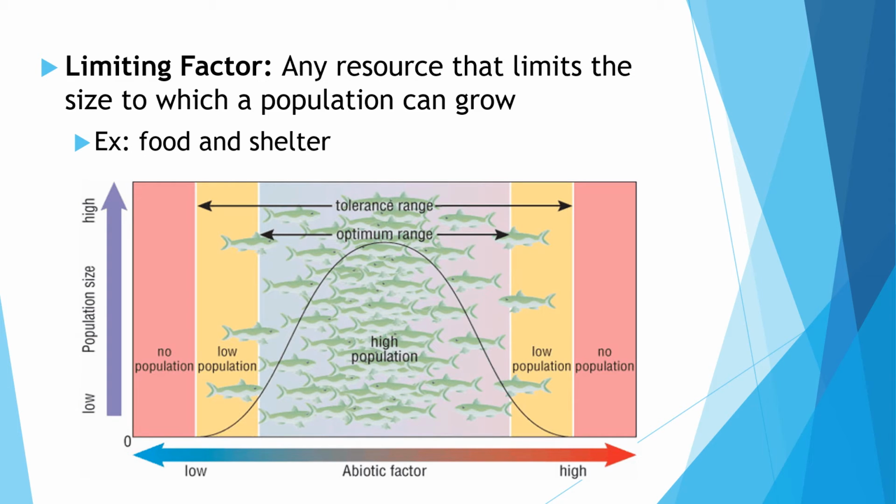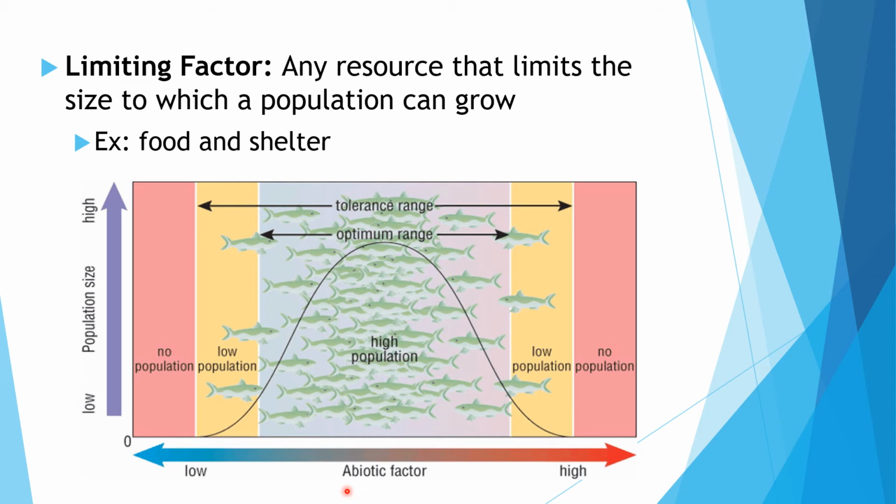Another one could be pollution. Okay, pollution could be an abiotic factor that limits a population from being able to grow. And then there could be biotic living factors. So things like predators could limit a population from growing. Disease can limit a population from growing. So this graph here, I'm going to go over it with you.